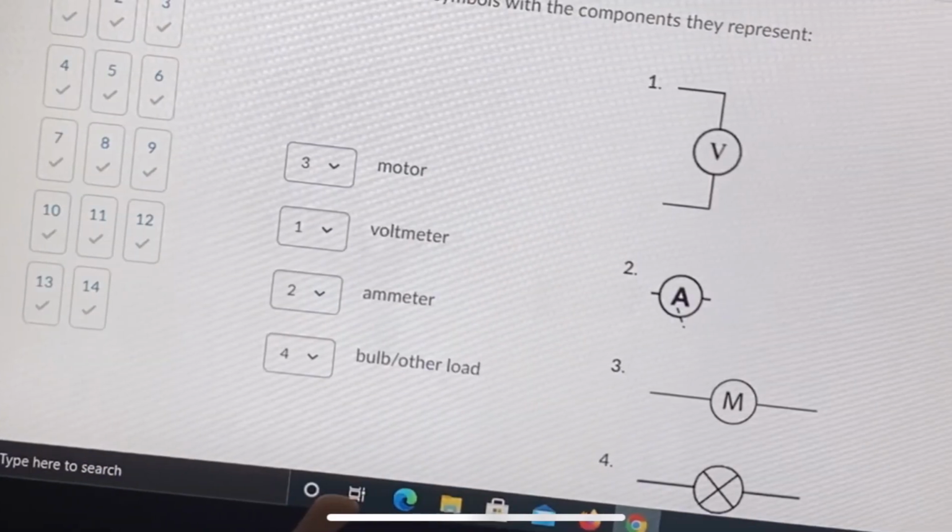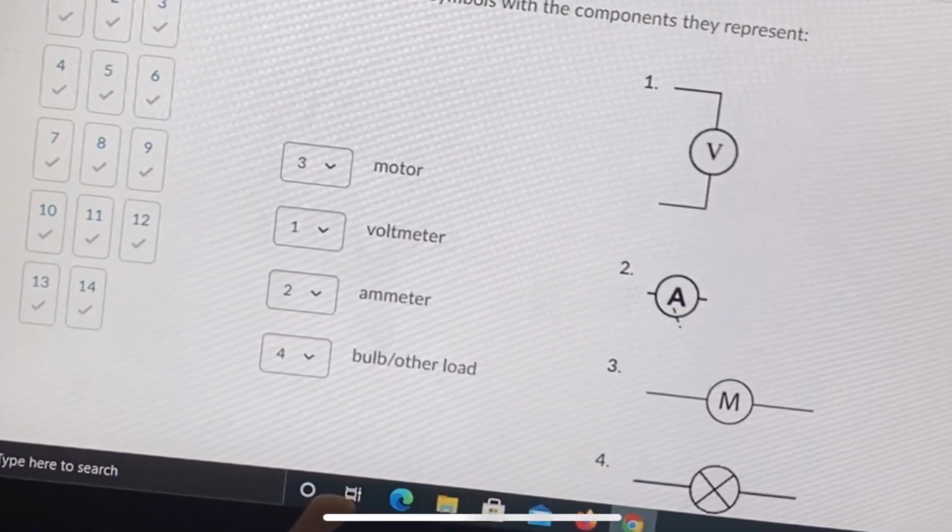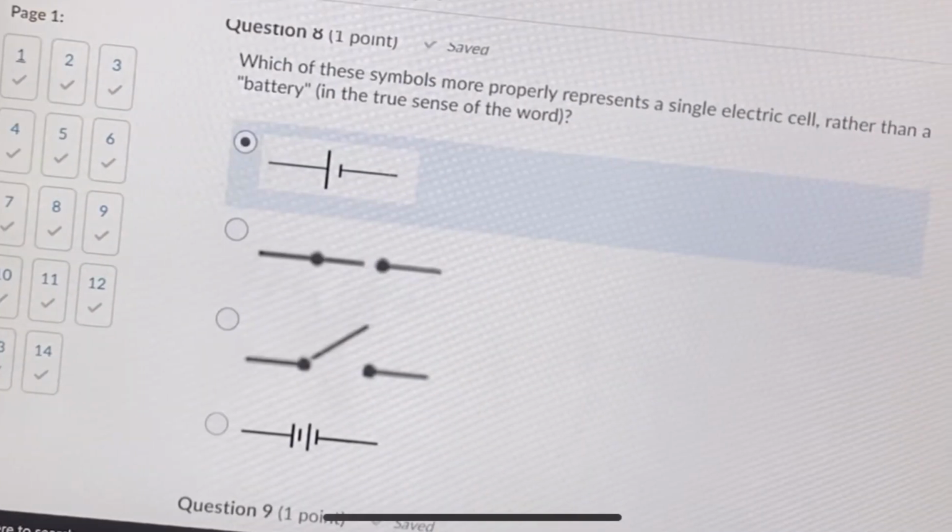Okay, number seven. Looking on the right, as you can see the V, it represents your voltmeter. Number two is your ammeter from the A. Number three is your motor from the M, and the fourth one is your battery. Not battery, oh my god, it's your bulb. The little X, or it could be a little bulb on the inside of it, represents your bulb or any other type of load. So anything that is taken away from the circuit or current flow.